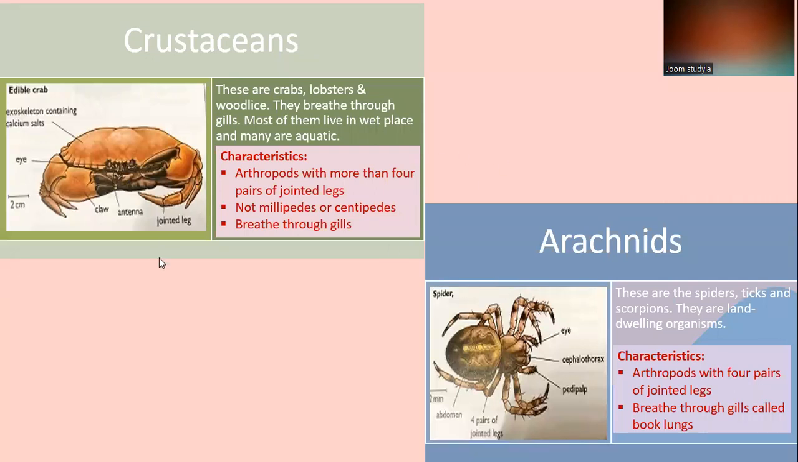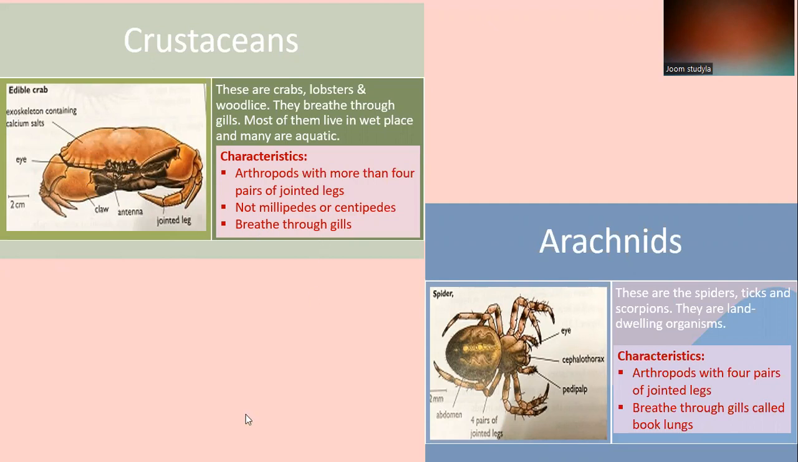Okay, these are the types of crustacean. The example given here is a crab. These are crab, lobster, and wood lice. They breathe through gills. Most of them live in wet places and many are aquatic. The characteristic of crustaceans is arthropods with more than 4 pairs of jointed legs. If you see the crab, it has claws and jointed legs. We are not talking about millipedes or centipedes. They breathe through gills.